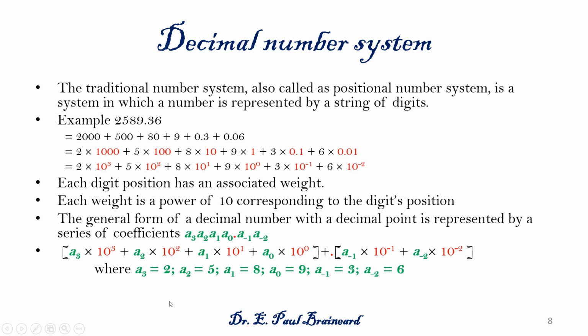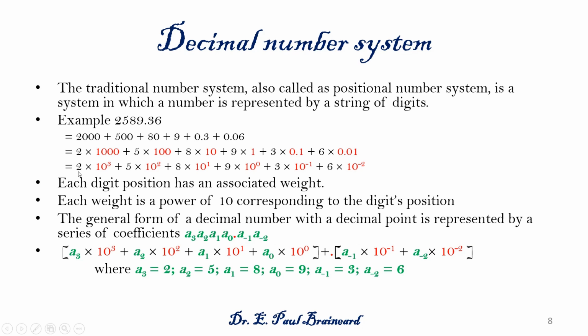2589.36 is equal to 2000 plus 500 plus 80 plus 9 plus 0.3 plus 0.06, which is equal to 2 into 1000 plus 5 into 100 plus 8 into 10 plus 9 into 1 plus 3 into 0.1 plus 6 into 0.01, which is equal to 2 into 10 to the power of 3 plus 5 into 10 to the power of 2 plus 8 into 10 to the power of 1 plus 9 into 10 to the power of 0 plus 3 into 10 to the power of minus 1 plus 6 into 10 to the power of minus 2. Each digit position has an associated weight.